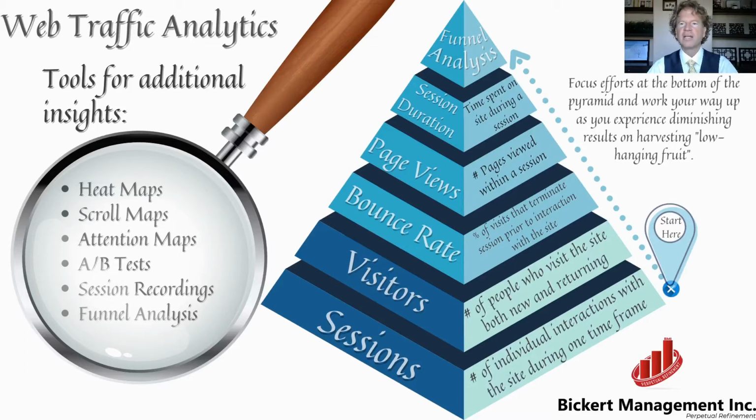So this point right here is very important for you. It says focus efforts at the bottom of the pyramid and work your way up as you experience diminishing results on harvesting low-hanging fruit. So in business, we always want to go after those greatest opportunities first. The lowest hanging fruit, those things that will make the biggest impact on your business with, say, the least effort. And then as you get diminishing returns and you've spent a long time on that and it's been helpful, but you're not now getting as much of a return, then you can start working your way up. That is, focus at the bottom first.